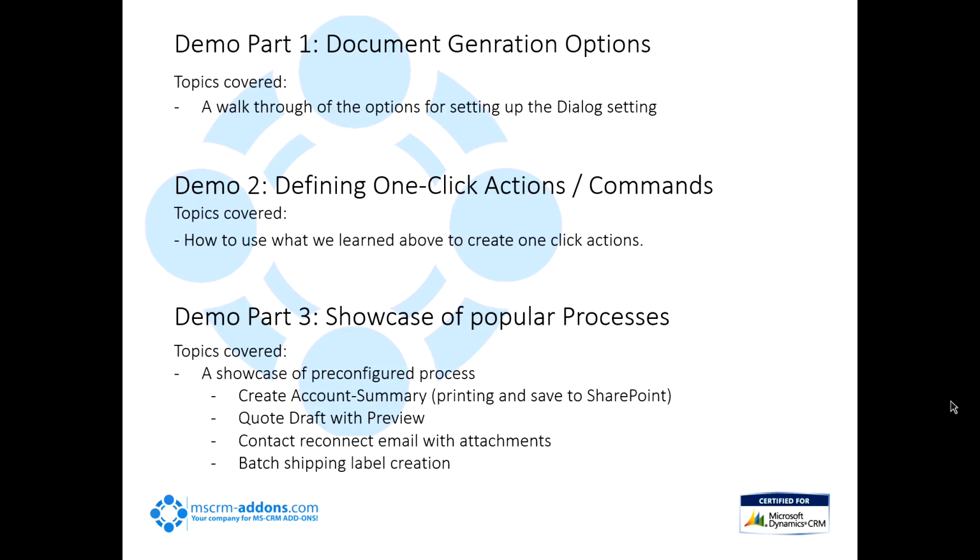And lastly, we'd like to showcase some of the popular processes that we've seen. Some of those include creating an account summary, printing that and saving it to SharePoint, a quote draft with a preview, a contact reconnect email with attachments, and batch shipping label creation. So these are all scenarios that you're going to see in your everyday business.